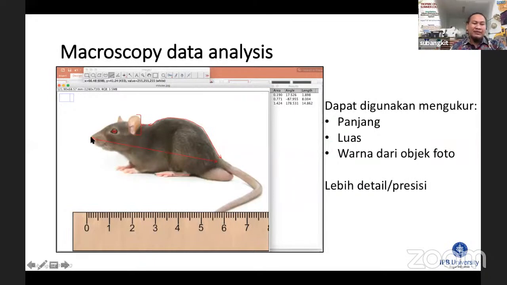For example, how to measure from the nose until the tail, how big the eyes, how big the ear, and some parts of the animal body we can measure only by this image or in the photo. So no need to make the measurement on the animal. And maybe this one is a simpler way to do the measurement.